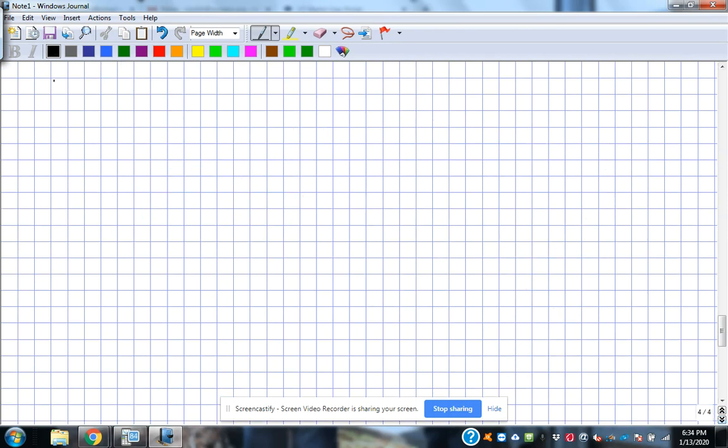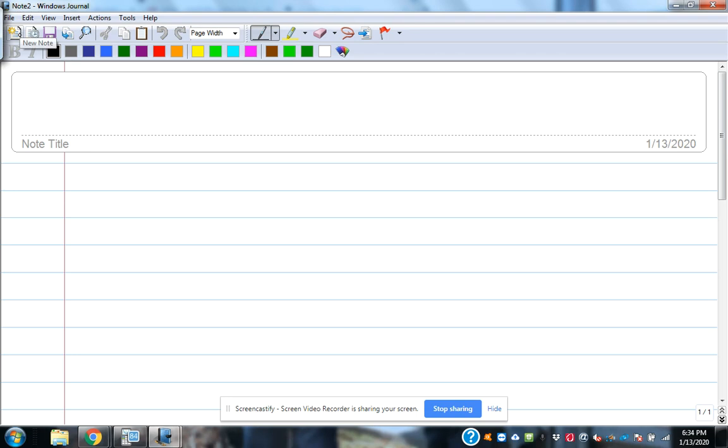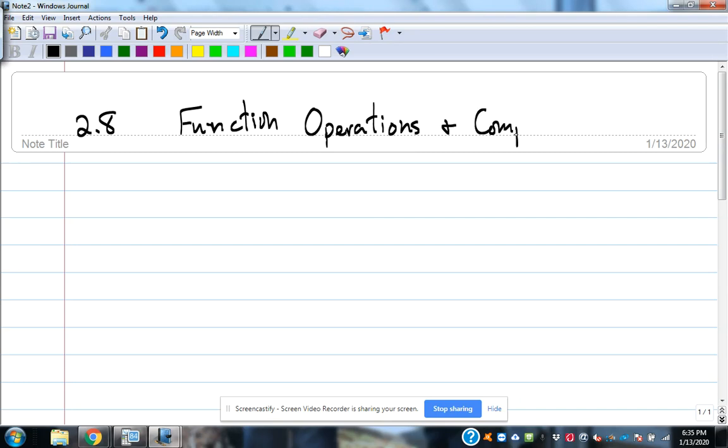All right. Next section. So I'm going back to regular notebook paper for this one. This is in your book. Is section 2.8. Function operations and compositions. All right. So when we're doing function operations and things, again, we're going to talk about domain along the way.